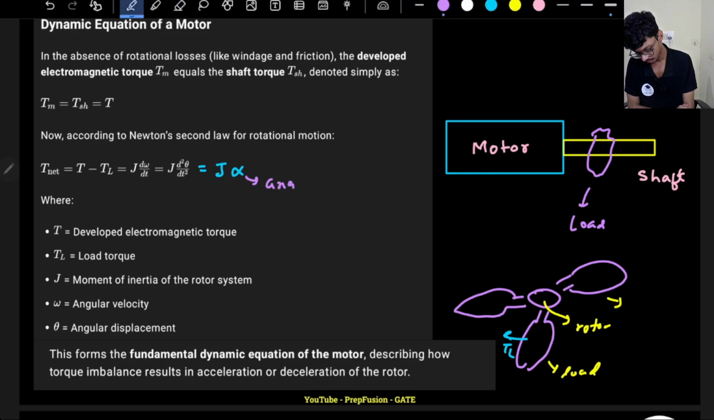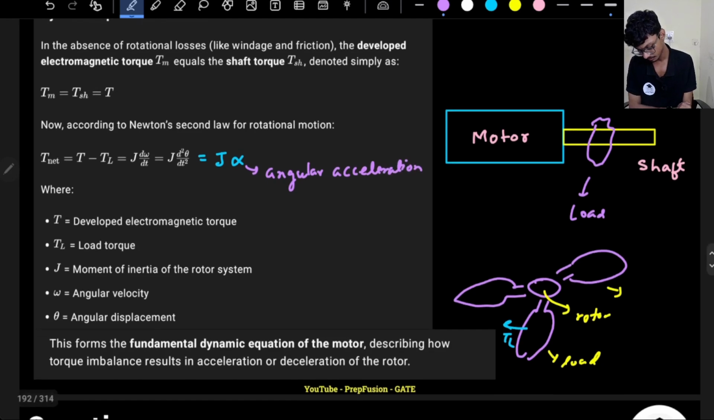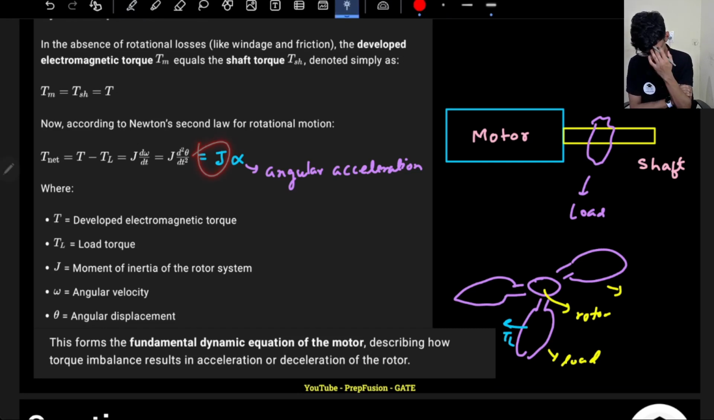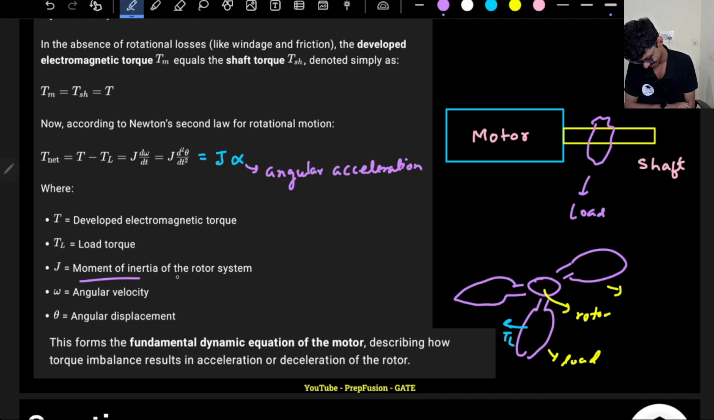Angular acceleration, right? And J is the moment of inertia. I had momentarily forgotten what this J is, but sorry, it is the moment of inertia only.